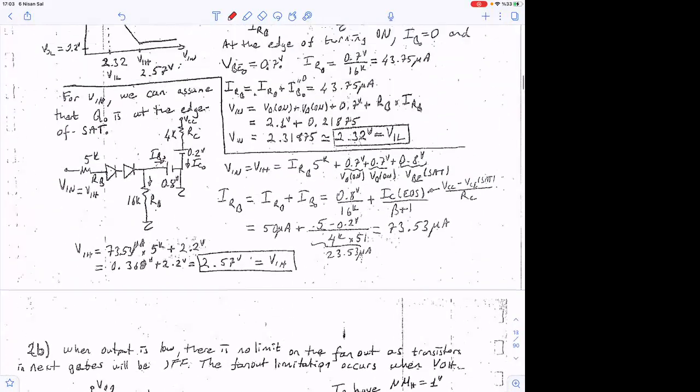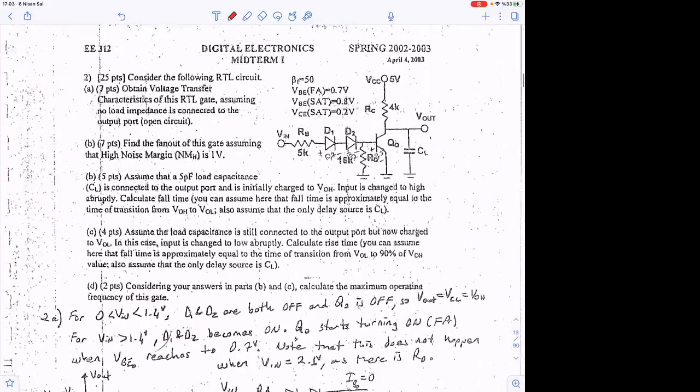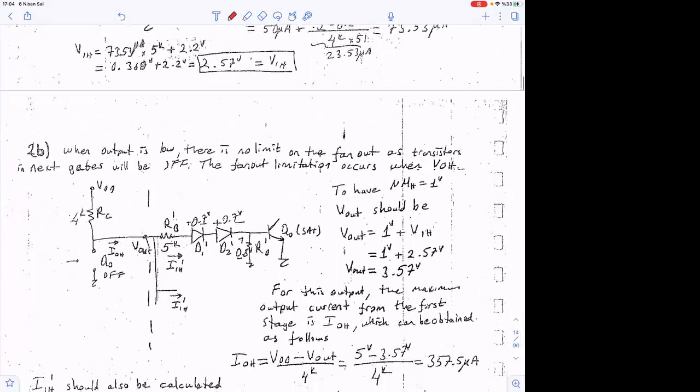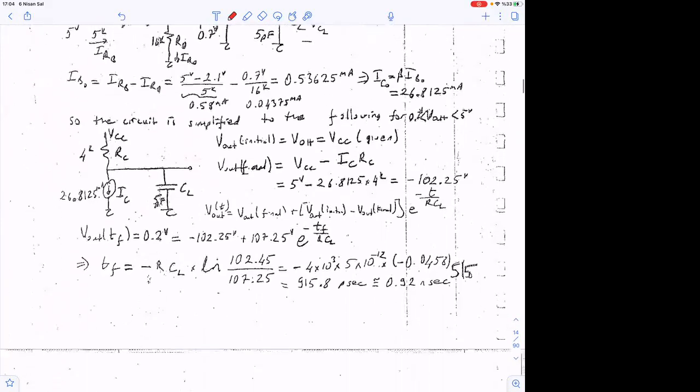So this is my handwriting. This is a simple RTL. The only thing here is that there is this resistance here, so that kind of changes things a little bit. Do you have these questions? You probably don't. We should be distributing this to you.